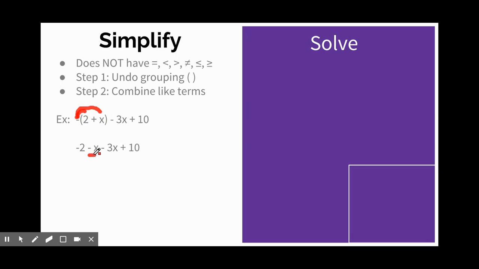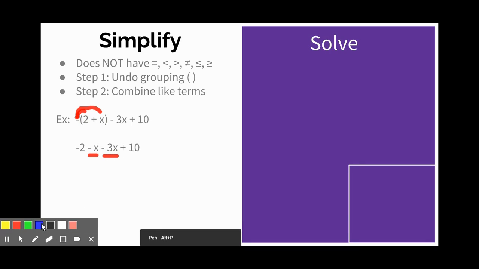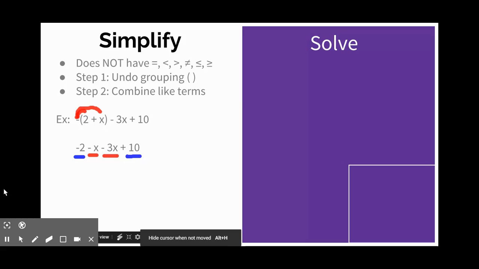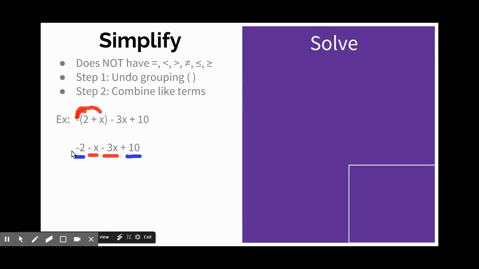So -x is just like -3x. And then -2 will combine with 10. And so once we combine those, we should end up with -2 plus 10, that's 8. And -1x minus 3x is -4x.